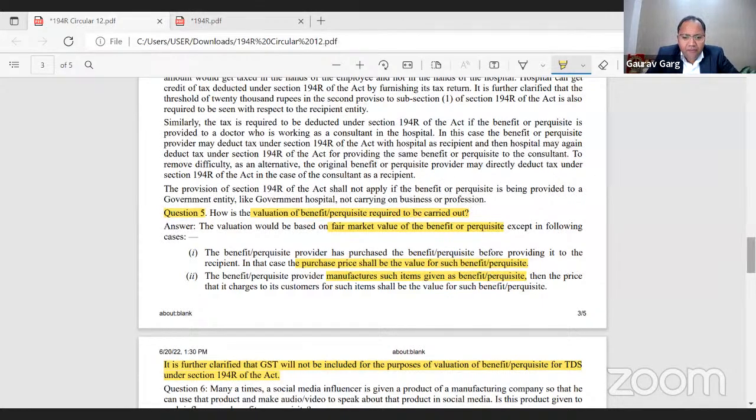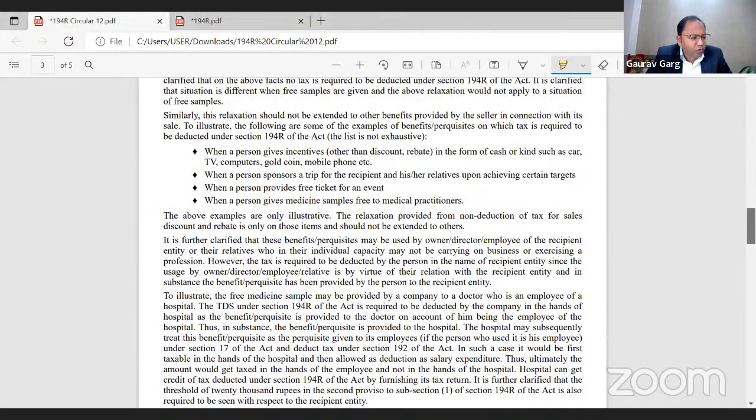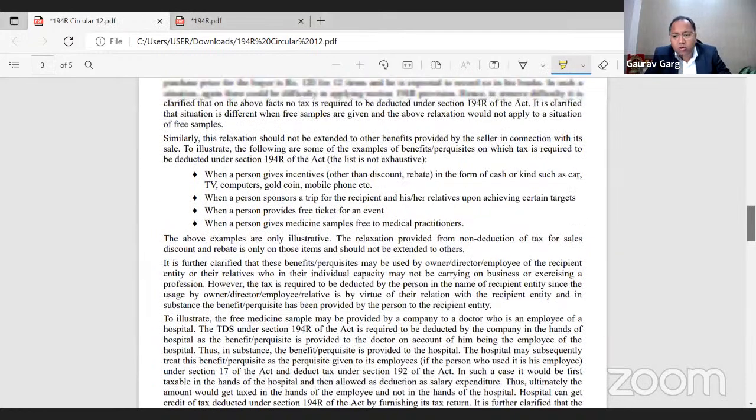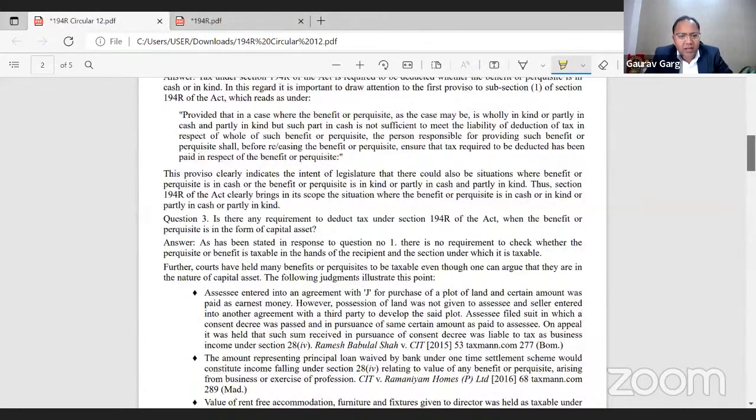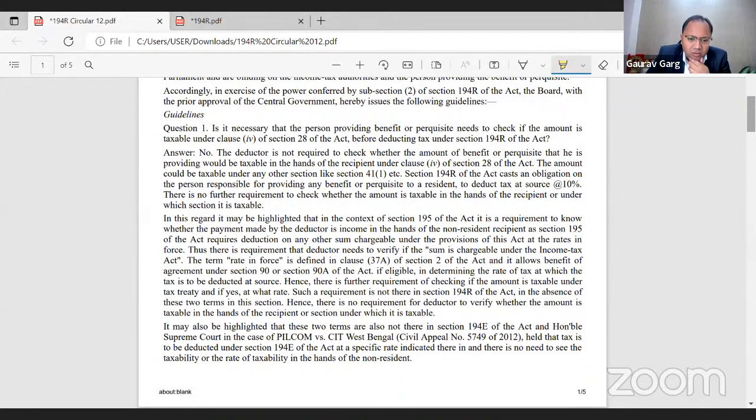Okay. Any other question on valuation before I move ahead? So let me now move to question number 1 and 9, which is basically guidance on how the provisions will operate. Question number 1 is a very interesting question. Is it necessary that the person providing the benefit or perquisite needs to check if the amount is taxable under clause 4 of section 28 of the Act before deducting tax under 194R of the Act?